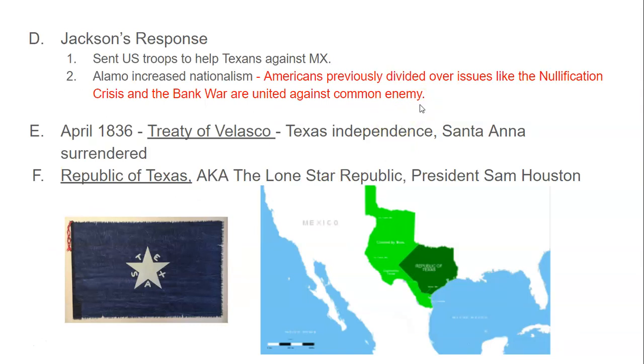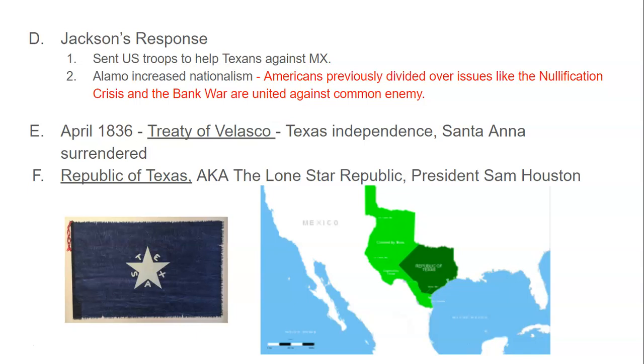So how is Jackson responding? Well, he sends U.S. troops to go help Texas fight Mexico and become independent. And like we said earlier, this whole Texas Revolution, including the Alamo, really increases nationalism in America. If you think about what's going on in this time period of the 1830s, you have Jackson and the nullification crisis and the bank war and the panic coming up and all these different things that are creating America to become divided against each other. They're all sources of sectionalism. But here we have a point, the Texas Revolution, where all Americans can rally around and feel unified against a common enemy, which was Mexico.